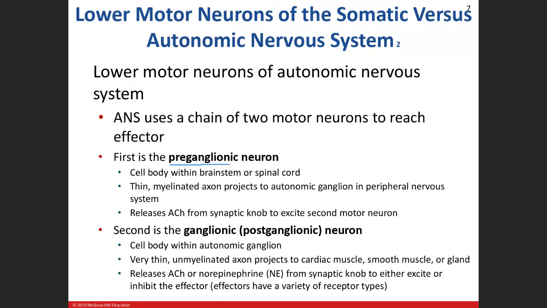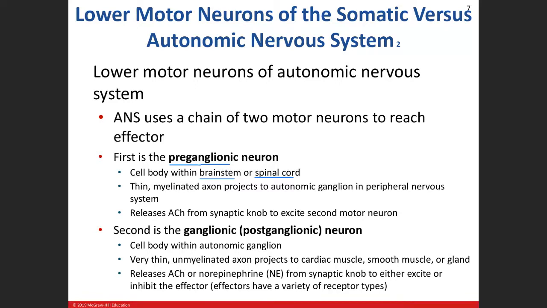Because a ganglion, just to remind you, is a cluster of cell bodies in the peripheral nervous system. And when you get a clustering of cell bodies, most likely you're going to have synapses there. So the preganglionic neuron's cell body is going to be either in the brainstem, if we're talking about our cranial nerves, or the spinal cord. So far, so good.